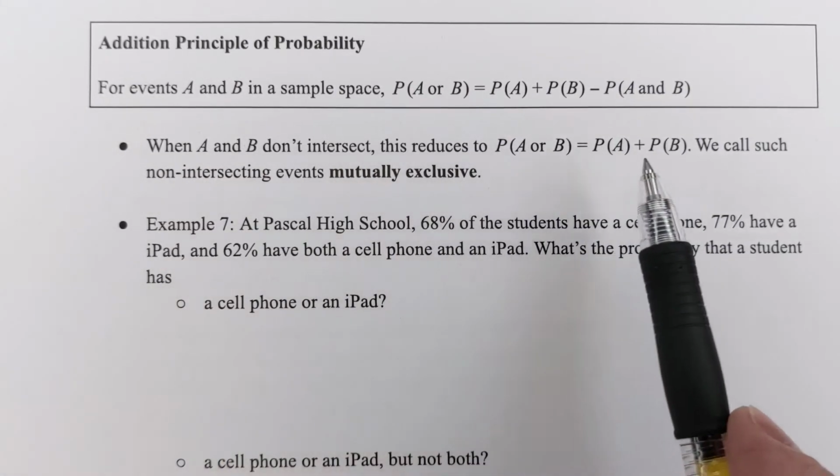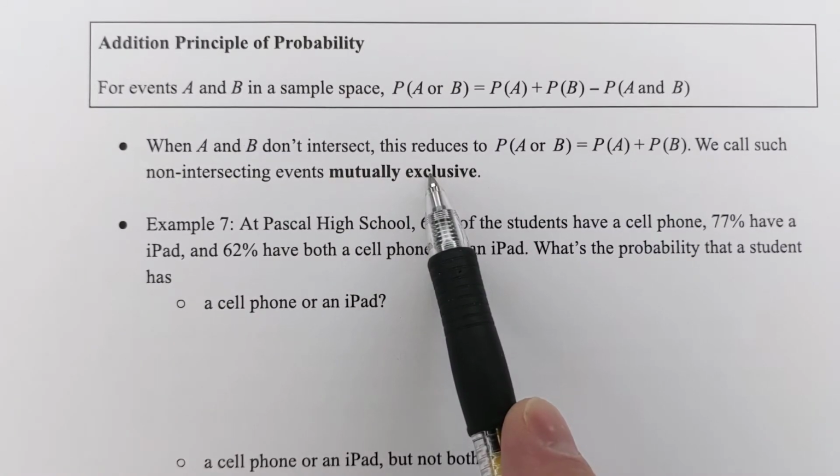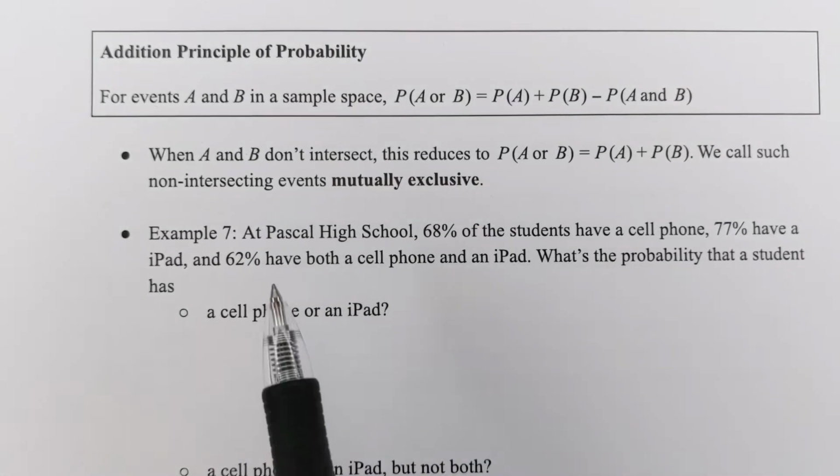If A and B don't intersect, that means that this part goes away. Those are exclusive events, like flipping a coin and getting heads and tails. Like you can't get both at the same time. They're exclusive. Drawing a black card or a red card, exclusive. Drawing a 2 or a 7, those are exclusive.